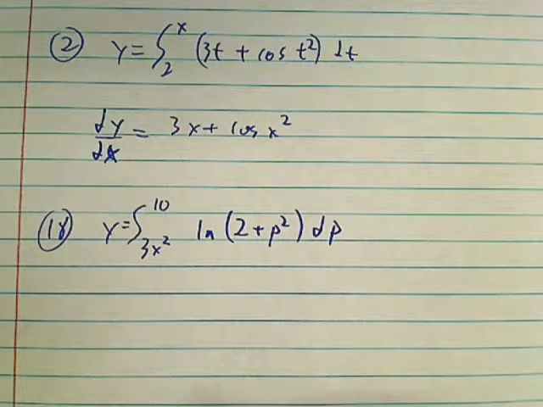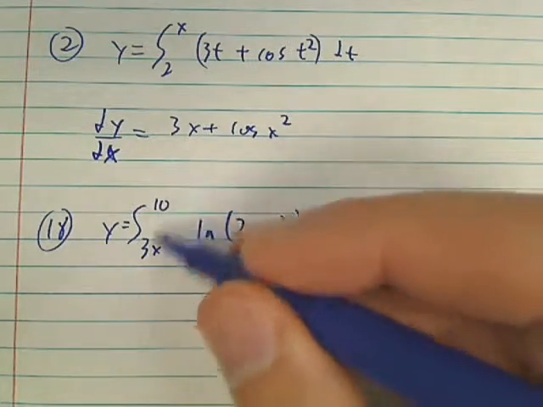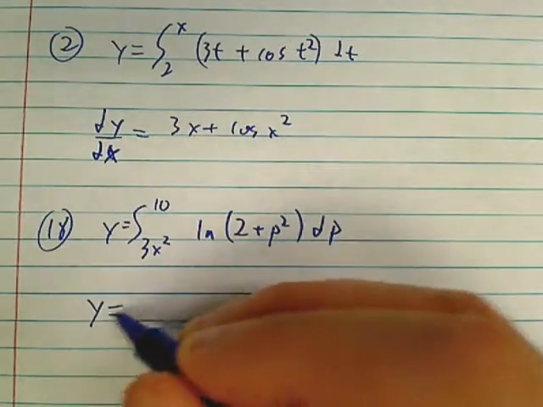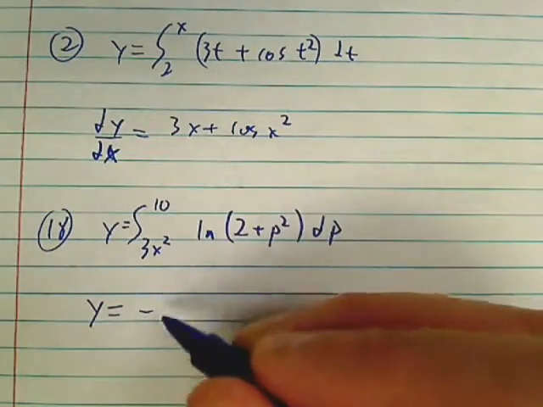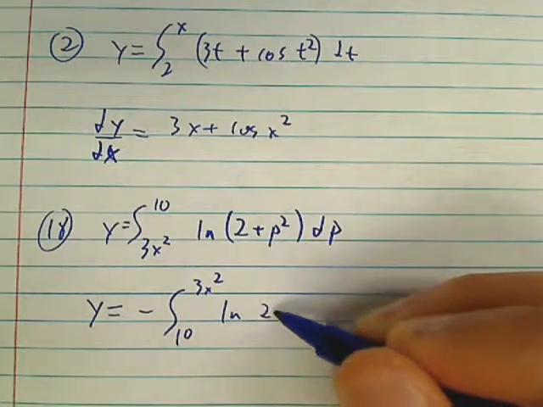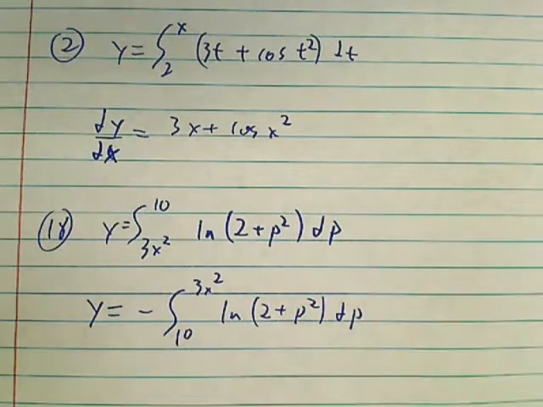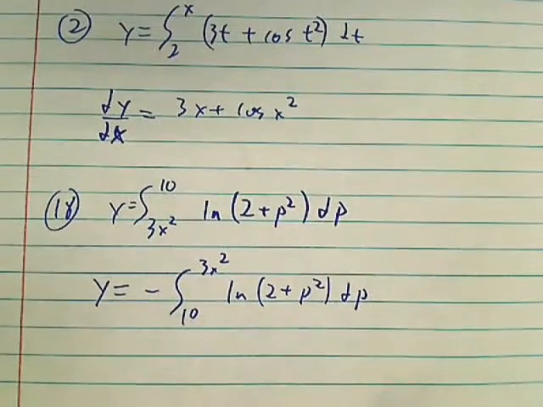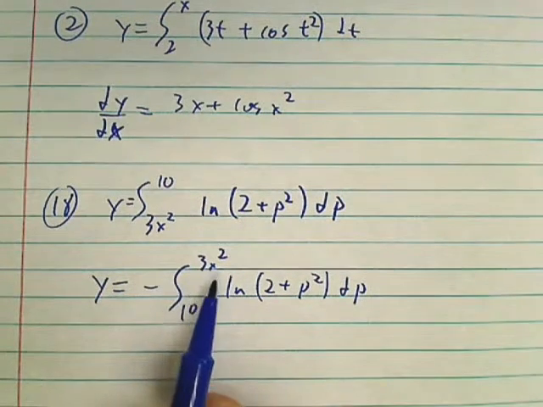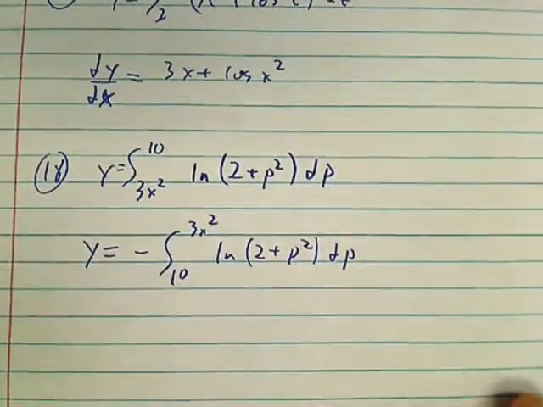Let me see what I can do with this. First thing I would do is switch these around. When I switch around the limits of integration, it makes it negative. Negative integral from 10 to 3x squared of the natural log of 2 plus p squared dp. I need to do something else as well, because the upper limit can't be x squared. It's got to be just an x. So I'm going to do a substitution. I'm going to invoke the chain rule.